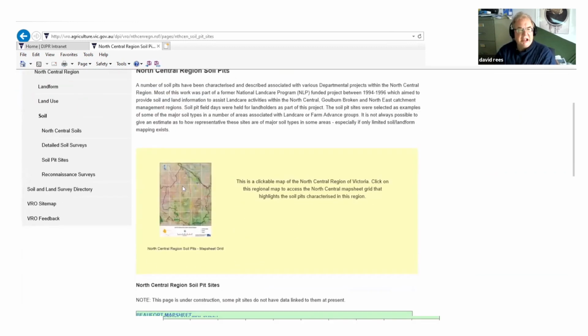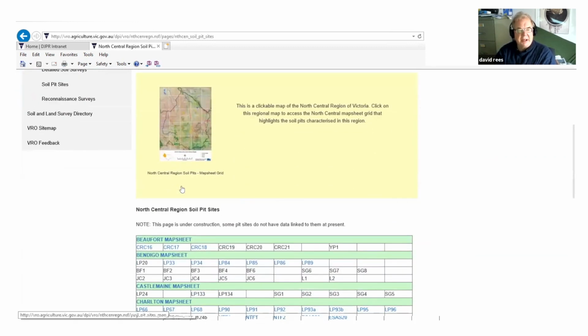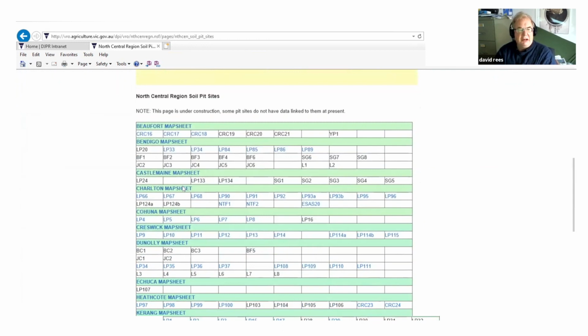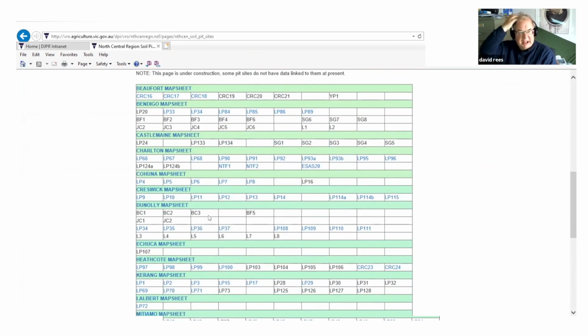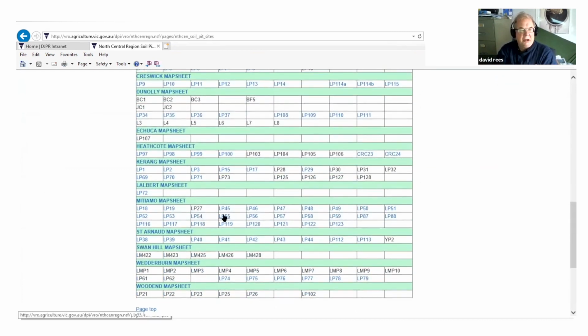So we can actually go specifically to what soil pits we have and those potentially that could be there, but we haven't had them written up because of resourcing. So, for example, if they're sort of blue or whatever, then we can highlight them.